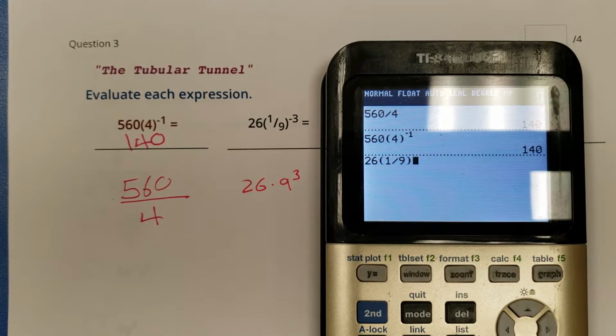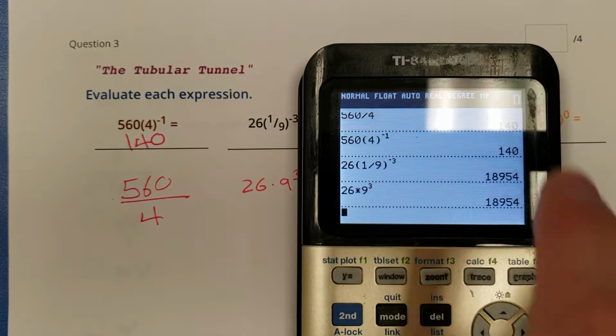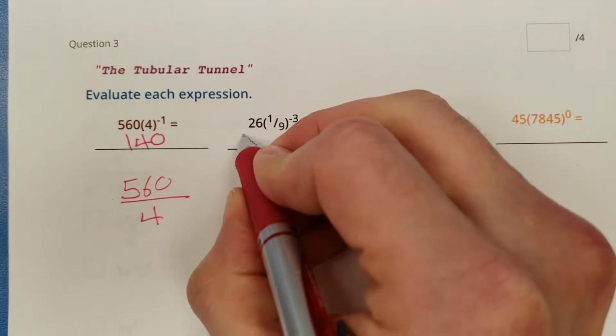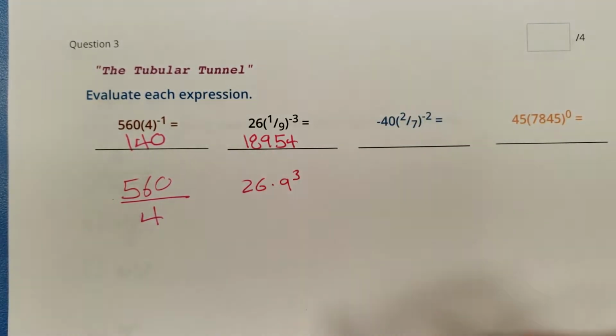Excuse me, I have like 4 ideas in my mind all at once. Okay. Ooh, that's a big old number. Okay. Well, let's see what 26 times 9 to the 3rd power is. 26 times 9 to the 3rd power. Weird. Same thing. It's a big old number. 18, 9, 5, 4.